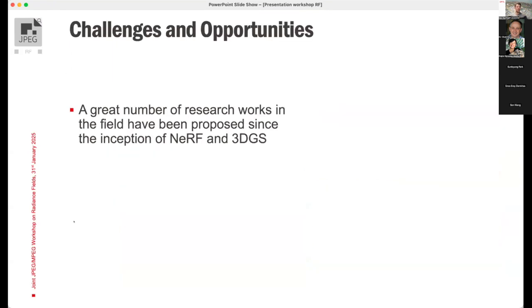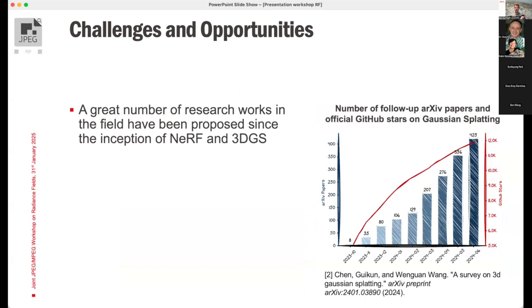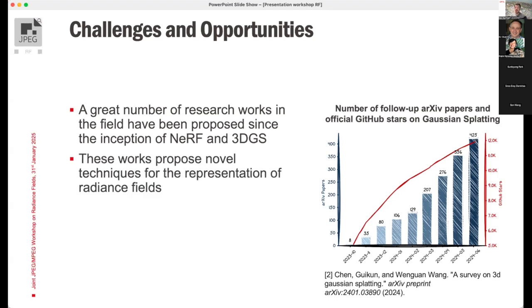So one of these challenges that's especially related to standardization, so coding standards, is actually the great number of research works that we have been seeing, right? So this is a chart. It's already a bit outdated. This is from June of last year, but we see the number of papers on Gaussian splatting since, well, the inception of this method, right? So we've seen that the number of papers skyrocketed over just a few months on arXiv, each column here, and well, it is very good for research, right?